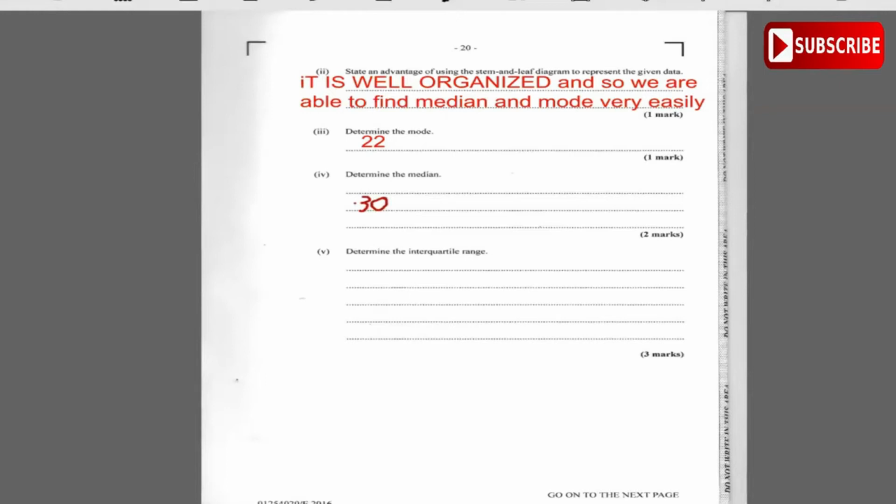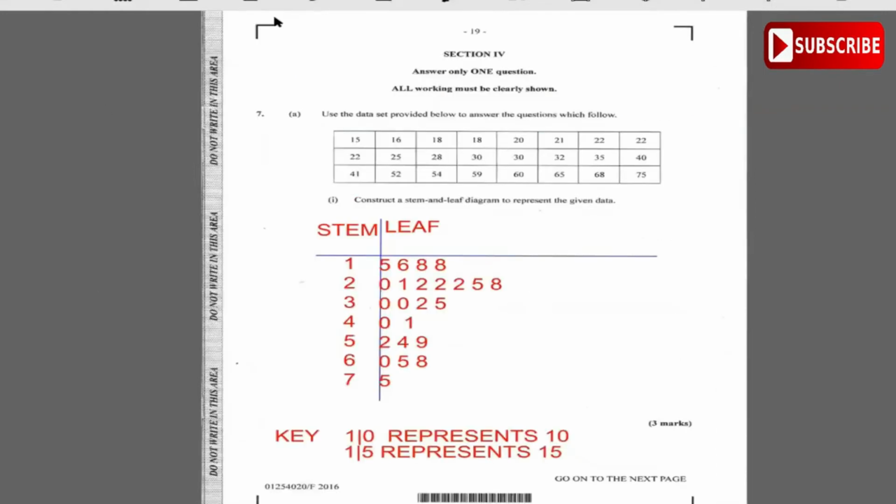Then it says to determine the interquartile range. For the interquartile range, we need to find the lower quartile and the upper quartile. Now the lower quartile: if we're separating the data in half, the first 12 stop here, and the next 12 go here. So you have 1, 2, 3, 4, 5, 6, 7, 8, 9, 10, 11, 12.